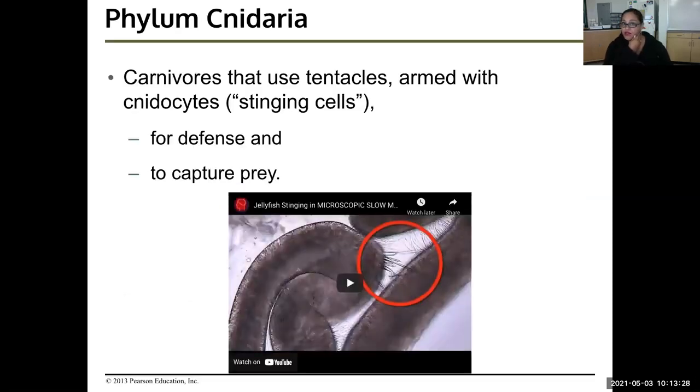Cnidarians are carnivores. They use tentacles armed with cnidocytes, which are their stinging cells, for defense and to capture prey. And somebody actually caught that under a microscope once, and the little stinging cells stick out really quick to immobilize their prey before they eat it.